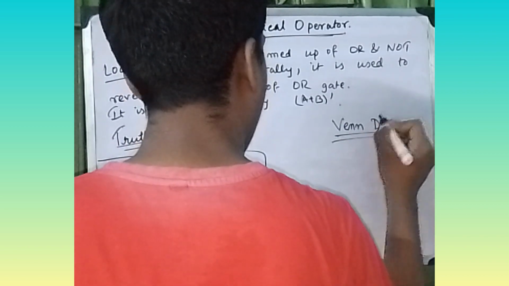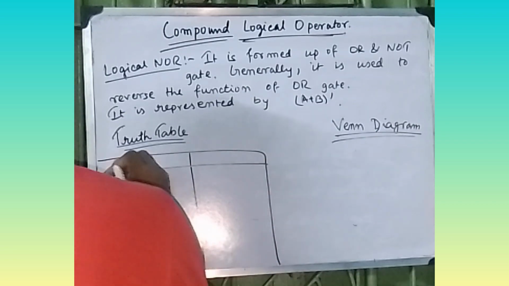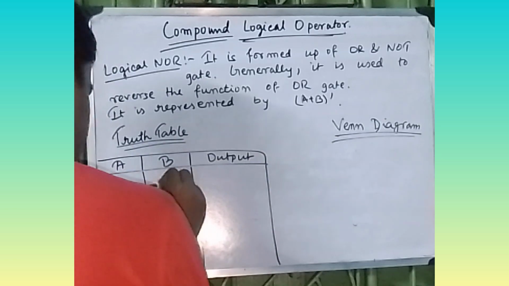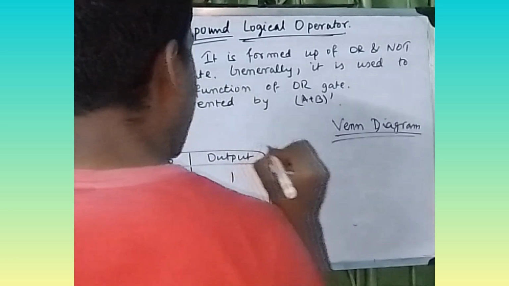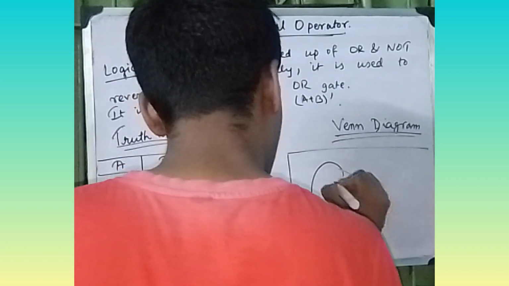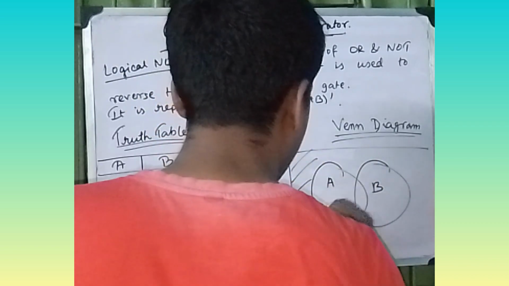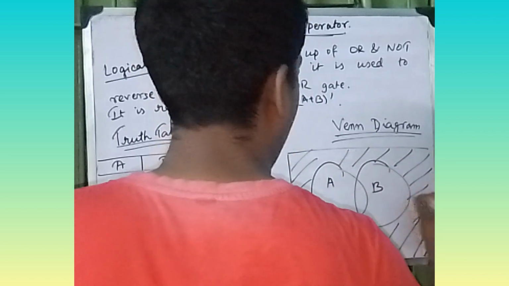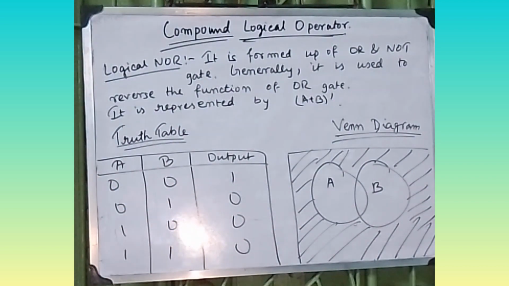In a truth table, we will similarly draw three columns, namely A, B and output, and you can see the result of this, the following outputs, and the Venn diagram, where A and B are particular sets of the following gate, where the highlighted portion represents the positive part of this particular gate.